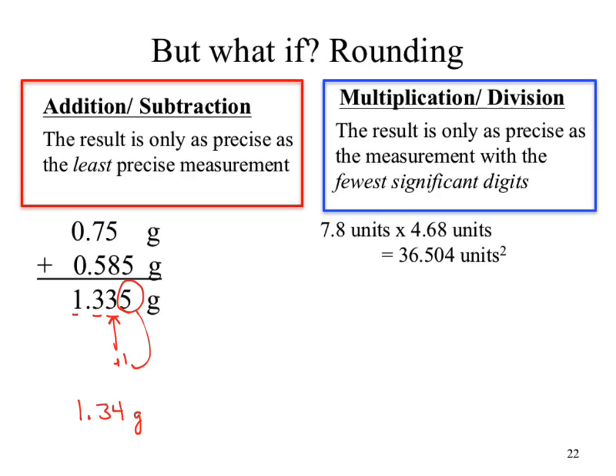How about with the multiplication division? What's my answer? 36, 37. So I'm only allowed 2 SigFigs. So the 3 and the 6. So I look at my first insignificant digit, which is a 5. What does that mean? I add 1 to the previous location. My answer becomes 37 units squared.